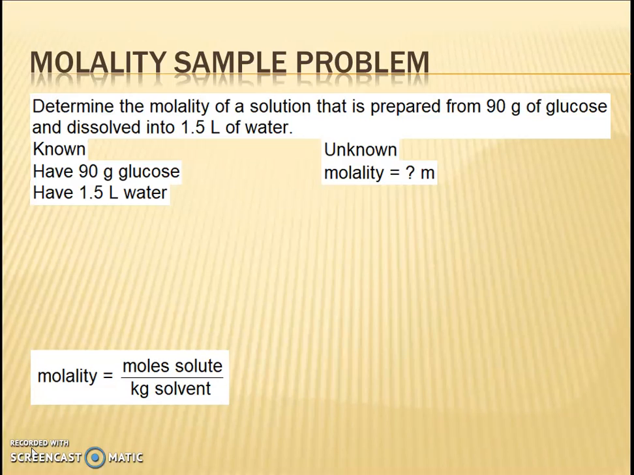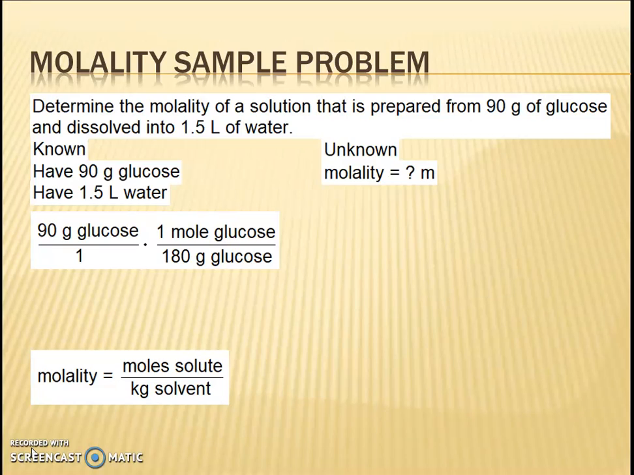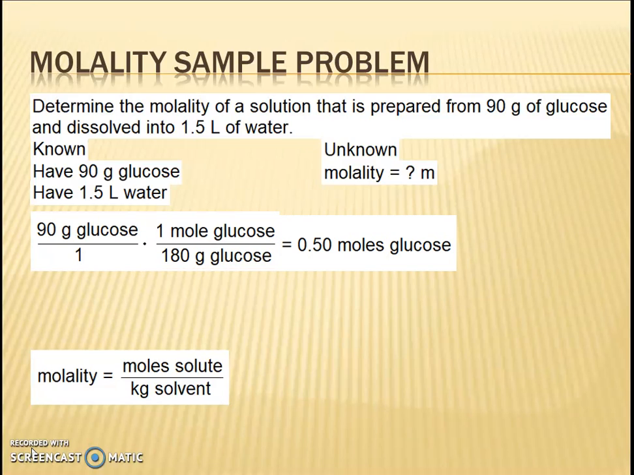We're going to take our 90 grams of glucose and put it over 1. Then using the molar mass, which is 180 grams of glucose for 1 mole of glucose, we'll put that down in the denominator. So here's my conversion factor, how those two different units relate. My grams reduce out, leaving me with moles, and I find there to be 0.5 moles of glucose that are dissolved into the solution.